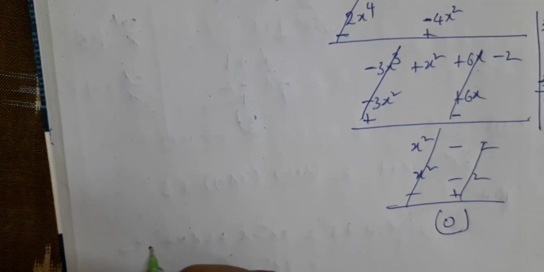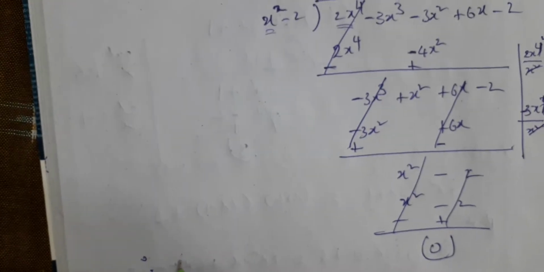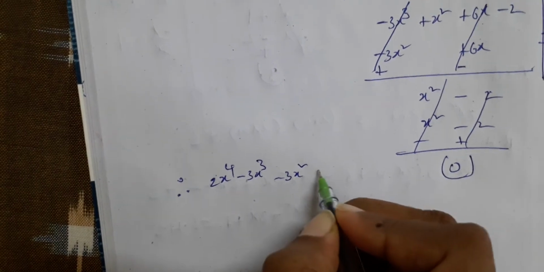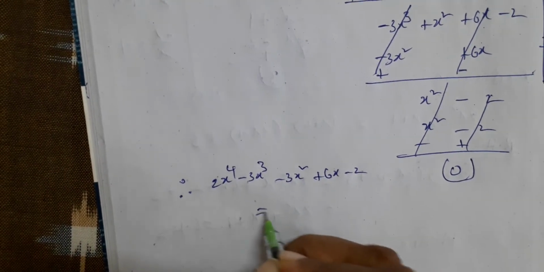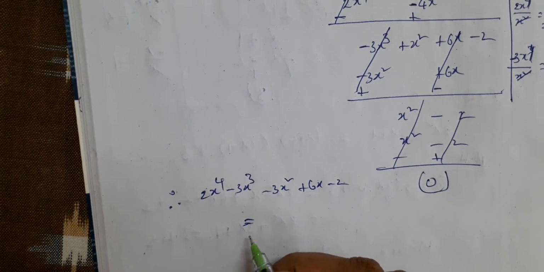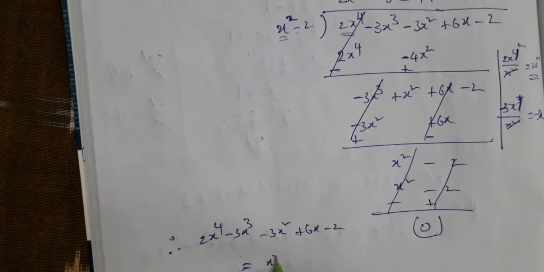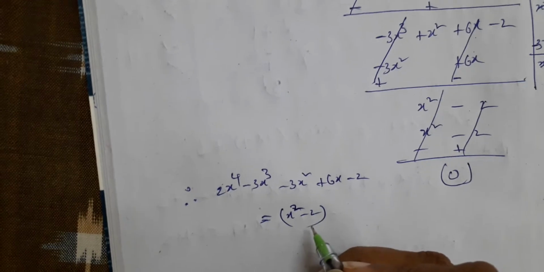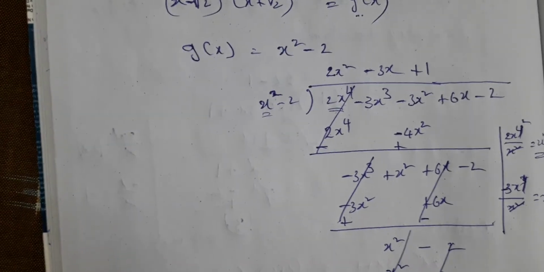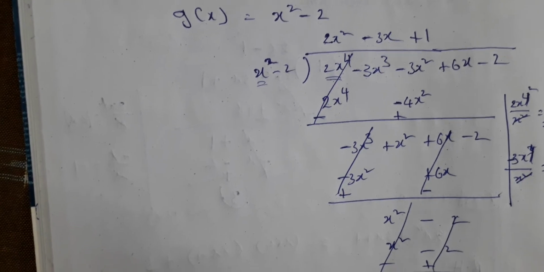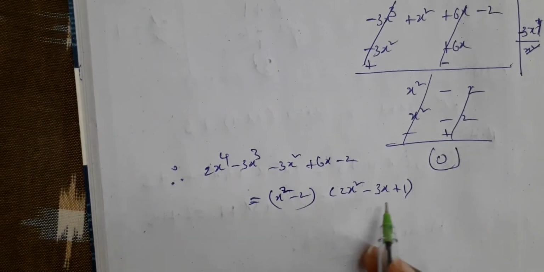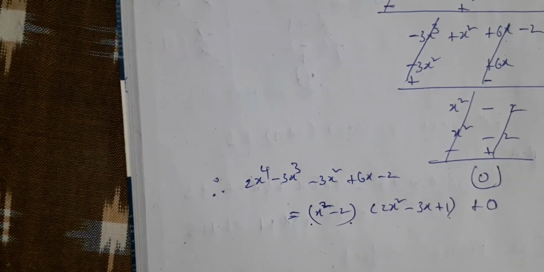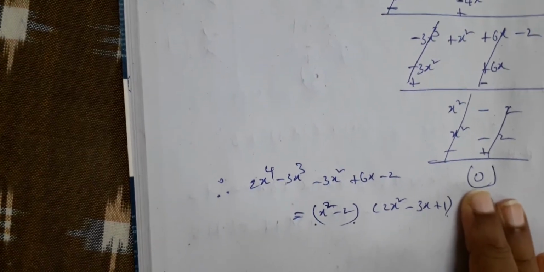So now here, therefore, what is the p of x value given to us? 2x power 4 minus 3x cube minus 3x square plus 6x minus 2. What is this equal to? g of x into q of x. What is the g of x value we have? x square minus 2. x square minus 2 into what is the q of x value? What did we get as the coefficients here? Just observe. 2x square minus 3x plus 1. So g of x multiplied by q of x. Of course r of x is 0. Just like that I am writing. So this is eliminated anyway.